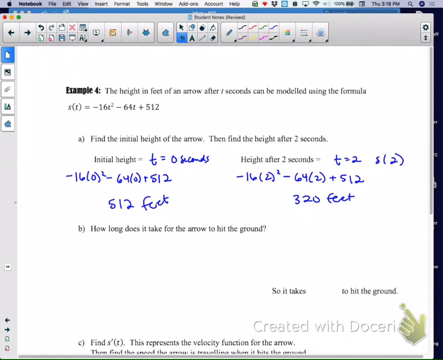Now, that shouldn't seem unusual that it's going down. If you shoot an arrow, it does have to eventually go down. So in this process, we're already on the way down.